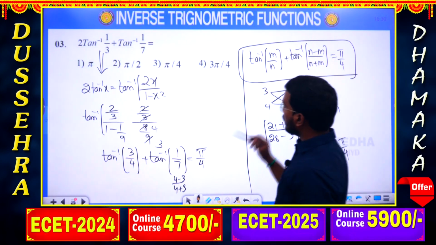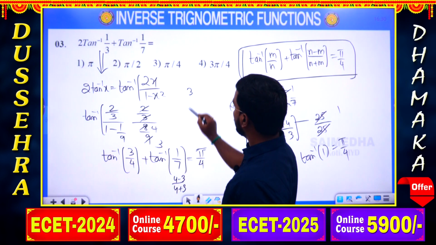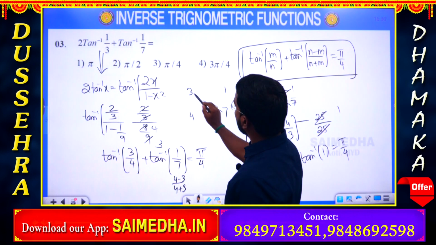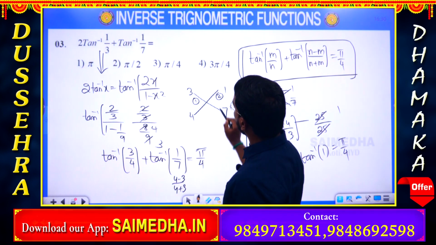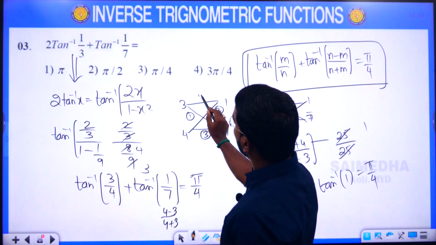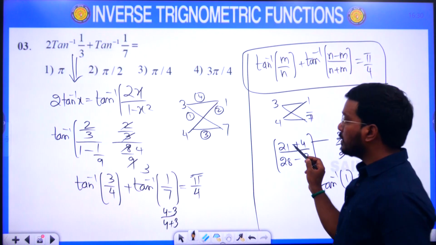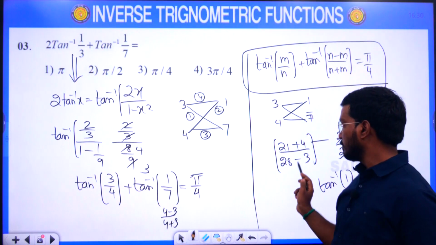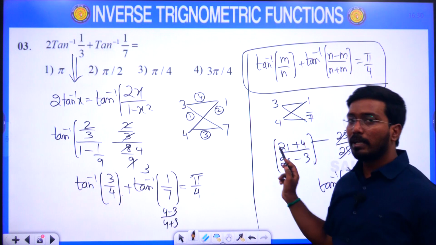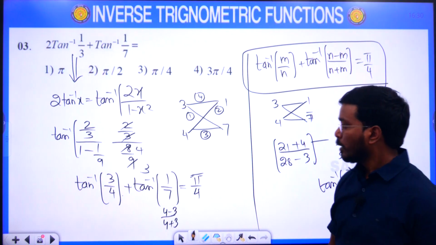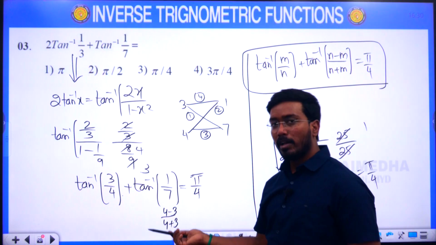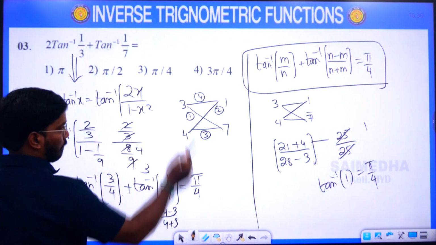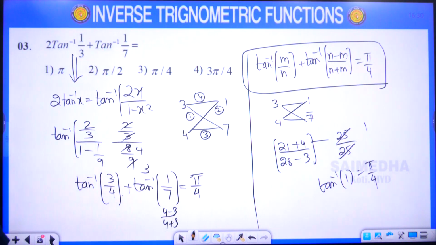Cross method, how are we going to do? We write all these numbers, 3, 4, 1 and 7. Four letters. This is first multiply, this is second multiply, this is third multiply, this one is fourth multiply. In the numerator we write plus, in the denominator we write minus, when we have plus here. If you have minus here, in the numerator you will get minus, in the denominator you are going to get plus. Or else a direct formula is also there, x plus y by 1 minus xy. With that formula also you can solve, but try to memorize the direct formula. Okay, pi by 4. Next question.